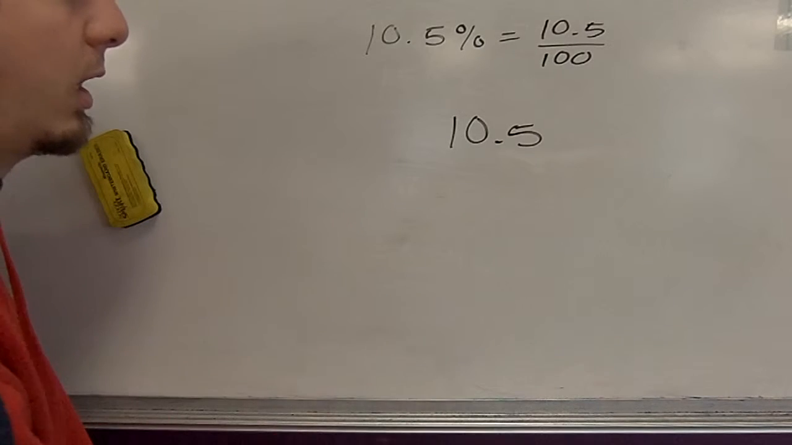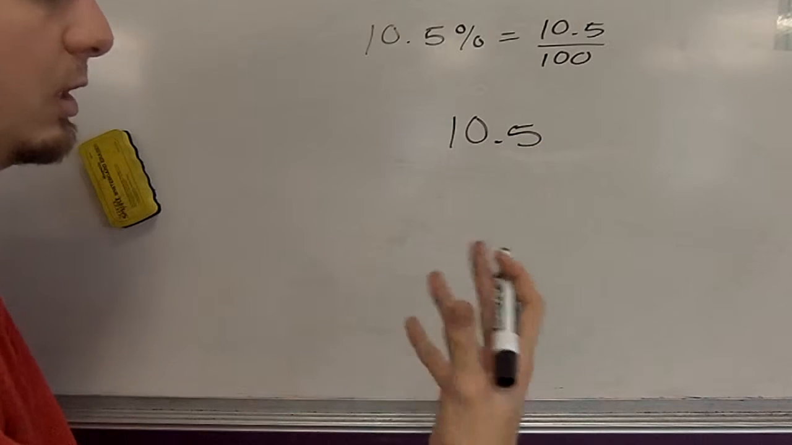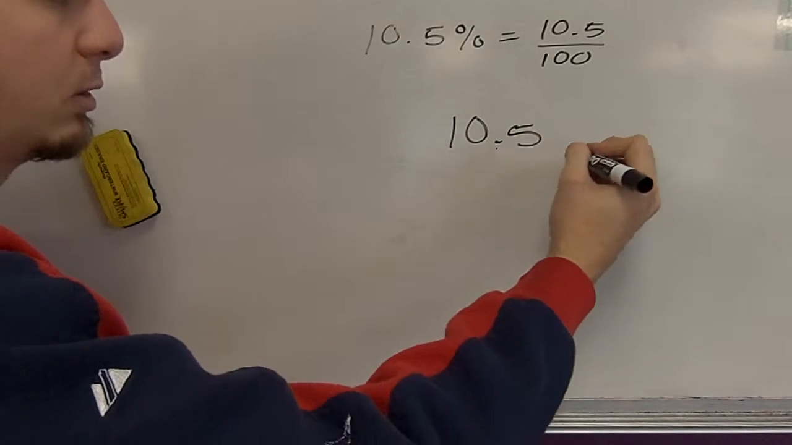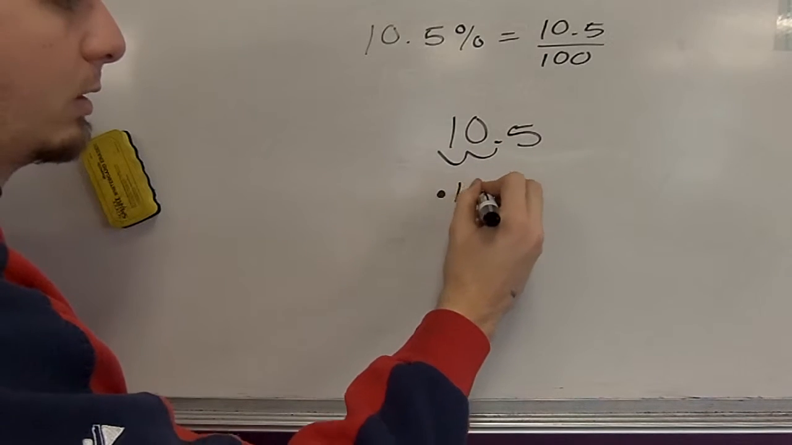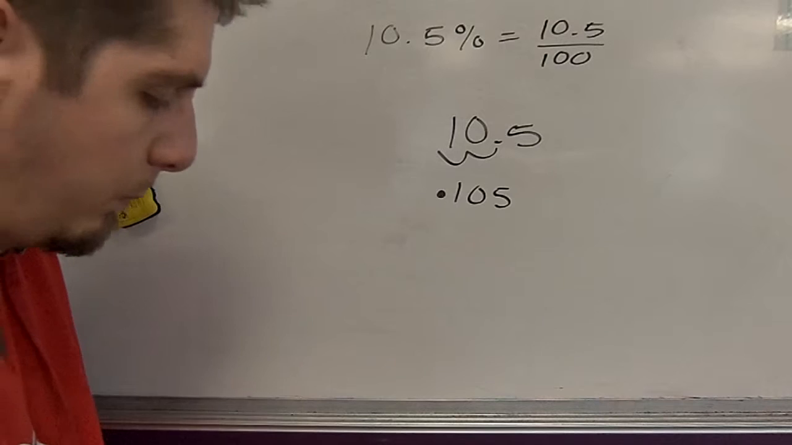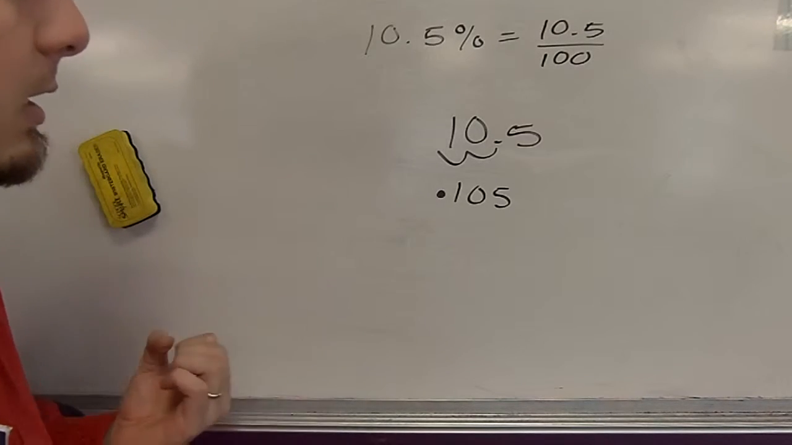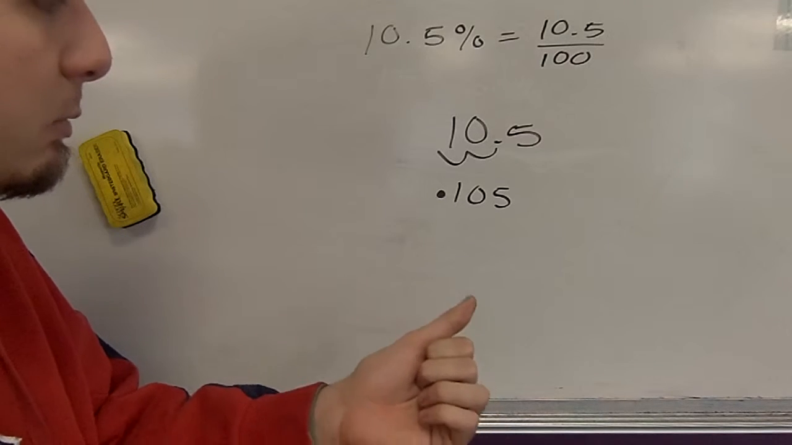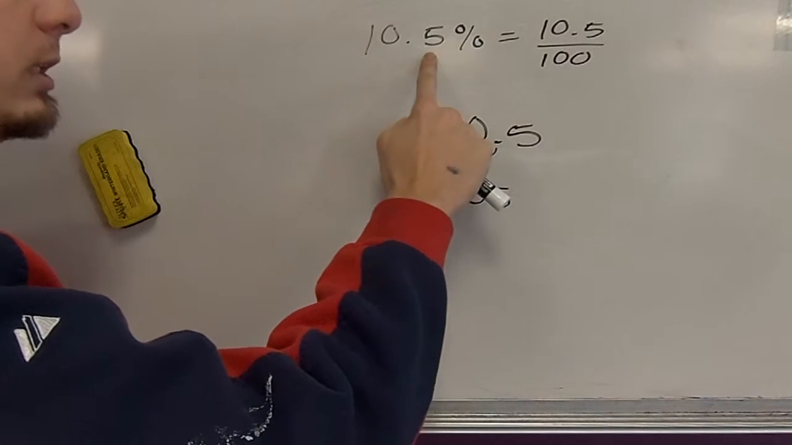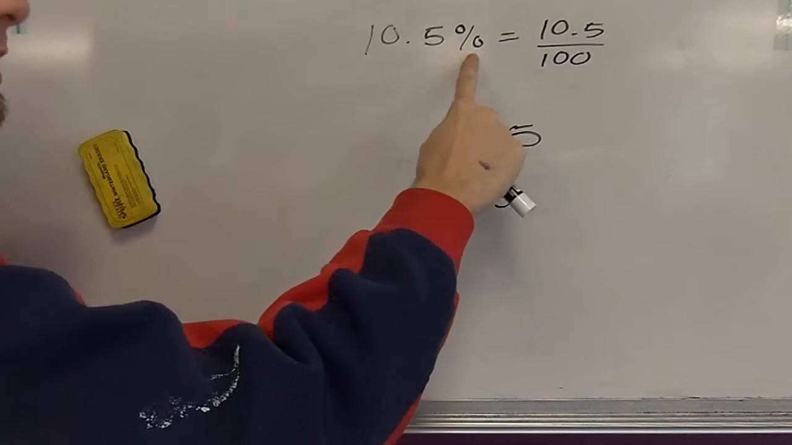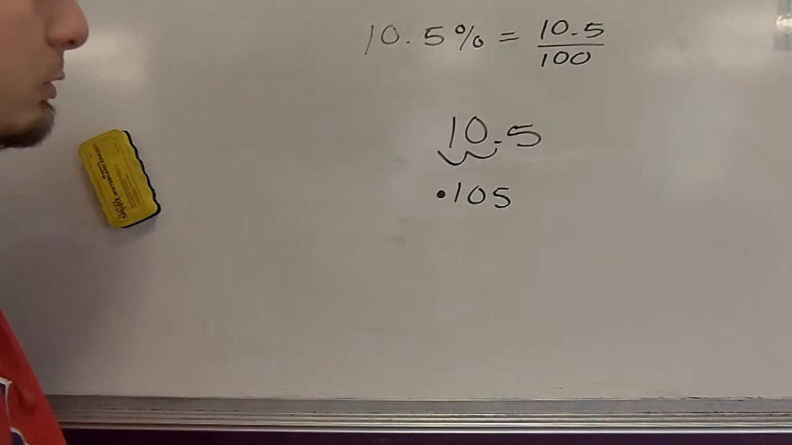Now, when we divide by 100, we're actually getting a smaller answer, and so it's going to do the opposite of multiplying. Our decimal, instead of moving to the right two spaces, will move to the left two spaces, and we get 0.105. So, in order to get the decimal for a percentage, we move that decimal point to the left two spaces, because this percentage means divided by 100. And to divide by 100, you move left two spaces.